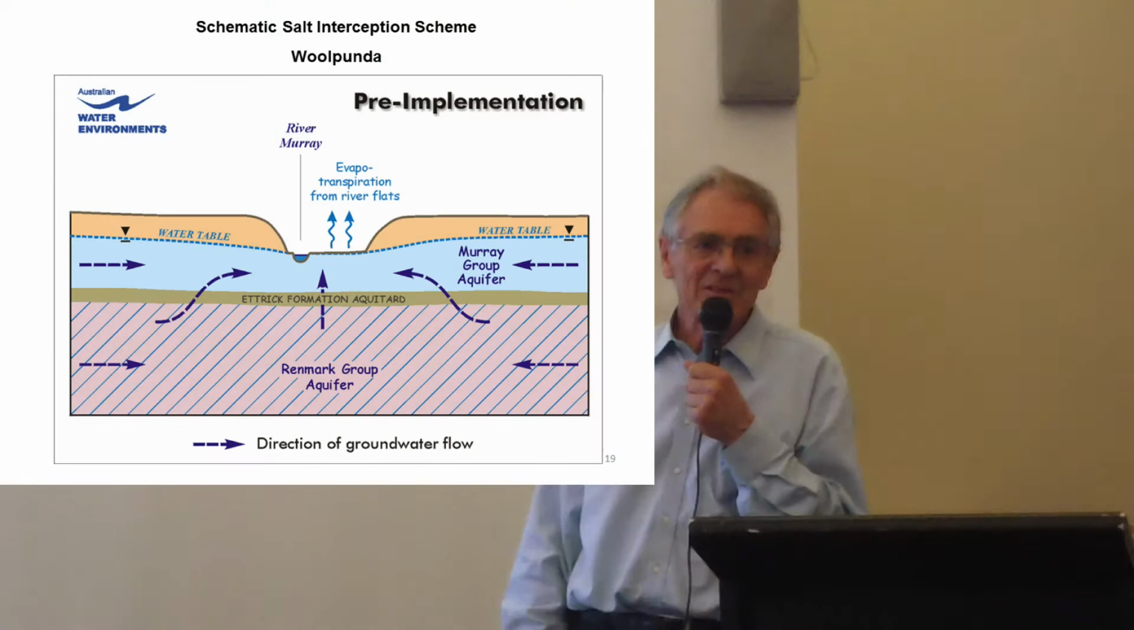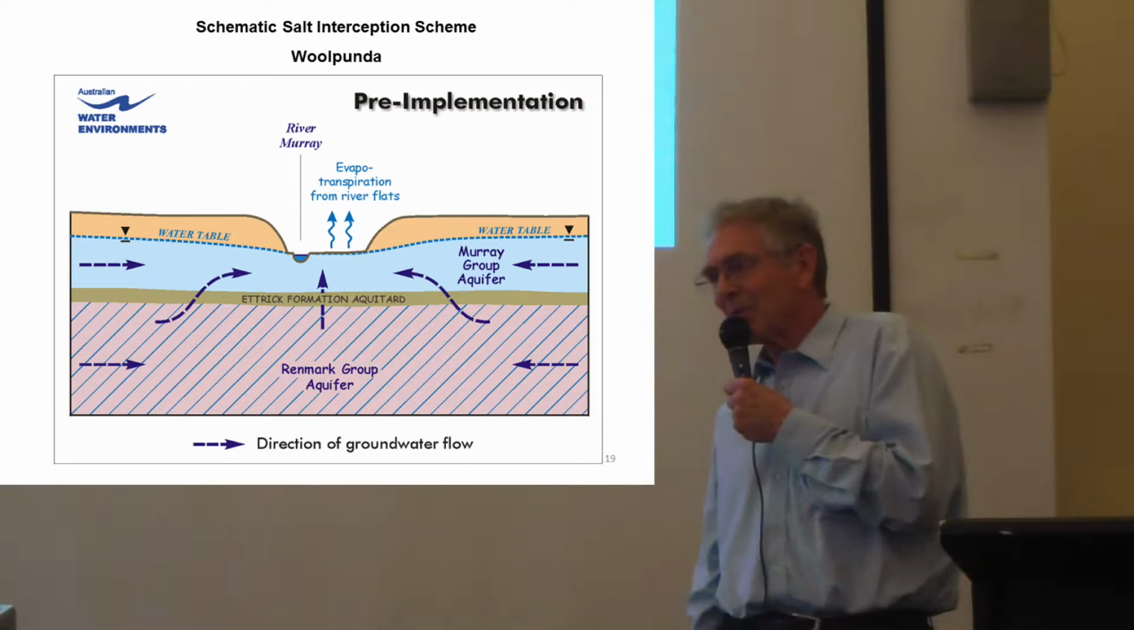And the first steps in environmental management were managing water in a way that would water those floodplains if it was possible. Some of them it was, and some of them it wasn't at the time. Here is an example of the Wolpunga scheme. This is one scheme where the salinity is not caused by the irrigators. This is natural.